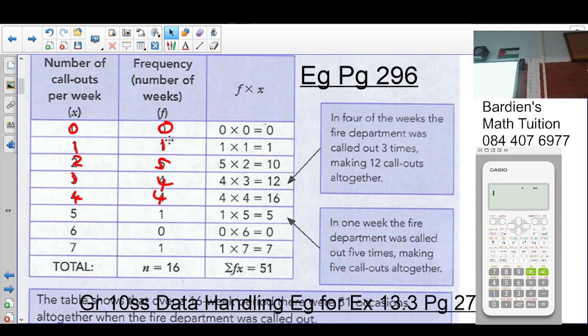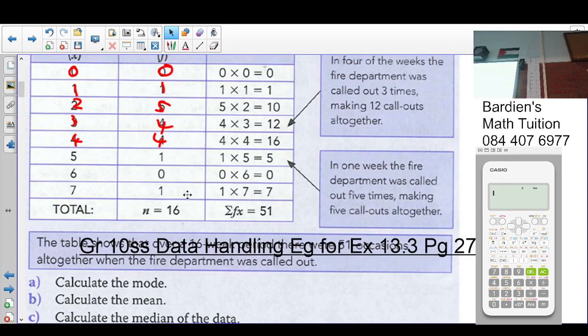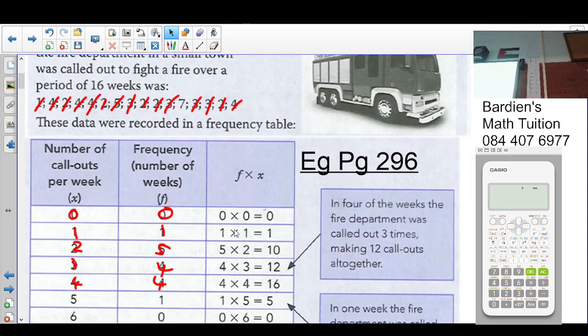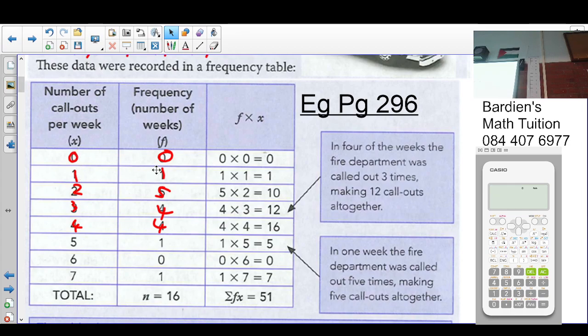So the number of frequency, if you add the frequency column up, it gives you 16, which means to say there's 16 in total. Let's check. Yes, we were told that it was for 16 weeks. The sum of your frequency column will always give you the total number in the data. Now, if your frequency times x, so 0 was 0, 1 was 1. So over 2 weeks, the fire department was called out 5 times. So in total it was called 10 times. Can you see that, people?